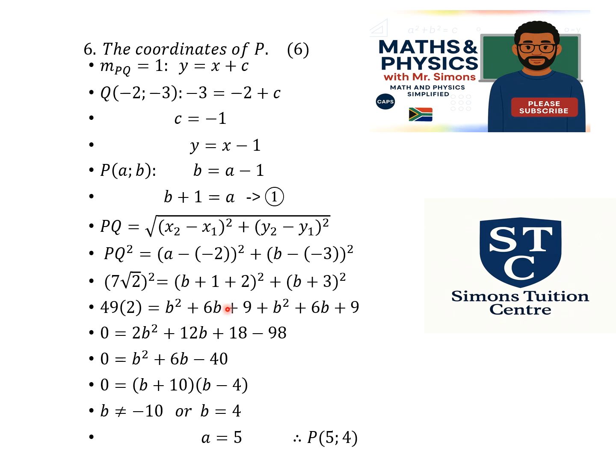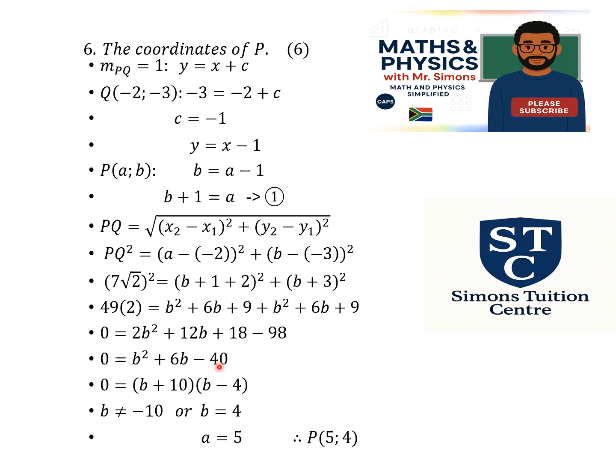So p squared plus 6p plus 9 plus p squared plus 6p plus 9. P squared plus p squared, 2p squared. 6p plus 6p, 12p. 9 plus 9, 18. 49 times 2 gives me 98. If I take it over, negative 98. Divide by 2: 2 divided by 2, 1; 12 divided by 2, 6; 18 minus 98 gives me negative 80, divided by 2, which gives me negative 40.